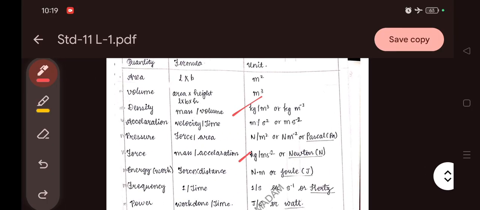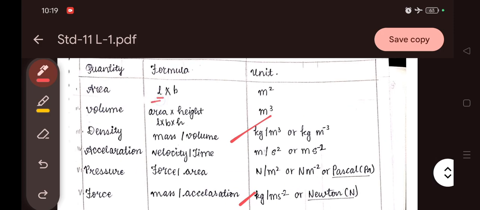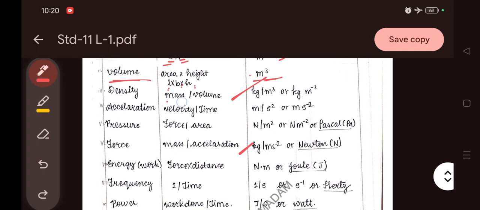For instance, if you consider an area, it can be defined as length into breadth. Length is nothing but a distance, breadth is nothing but a distance. We know that distance is measured in meters, so it is nothing but meter square. Now a volume is nothing but length into breadth into height, again meter into meter into meter, which will be a meter cube. Similarly goes for density, mass upon volume.